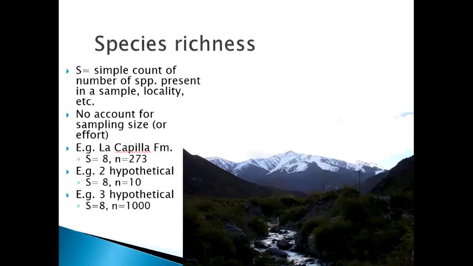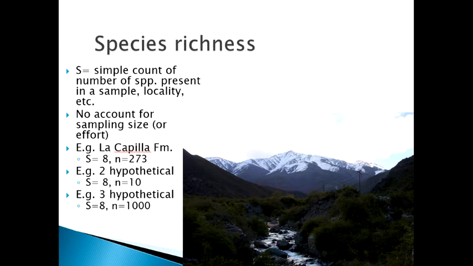So, right off the bat, I can say that instead of using the term diversity, it's better to use the phrase species richness, which is sometimes denoted as S, the simple count of the number of species present at a place. There is no account for sampling size for this. It is simply counting things.